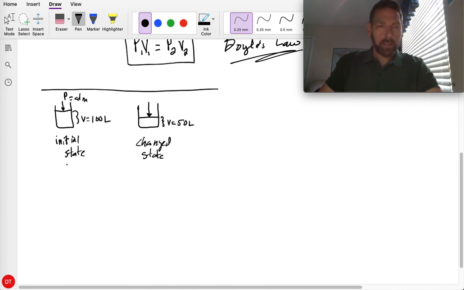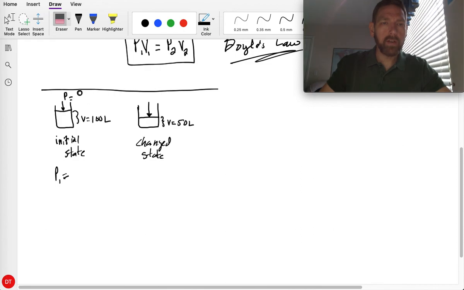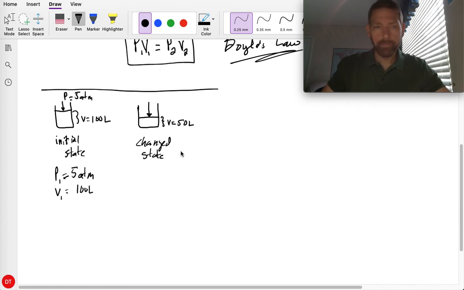So that means this has to be P1 equals the, oh, I forgot to write 5 right there. That's 5 atmospheres. I think I may have said it. I just forgot to write it. Sorry. So 5 atmospheres. So we've got 5 atmospheres. Our initial volume we said is 100 liters.